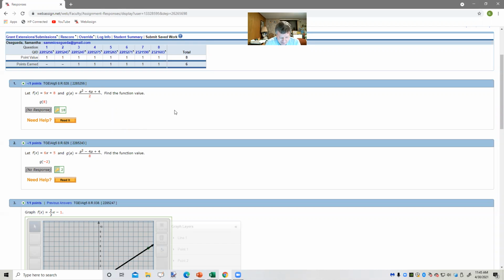Yes, it has now made sense. There you go. Thank you, Maria. So g of a equals a squared minus 4a plus 4, all over 2. And we want to find g of 8.